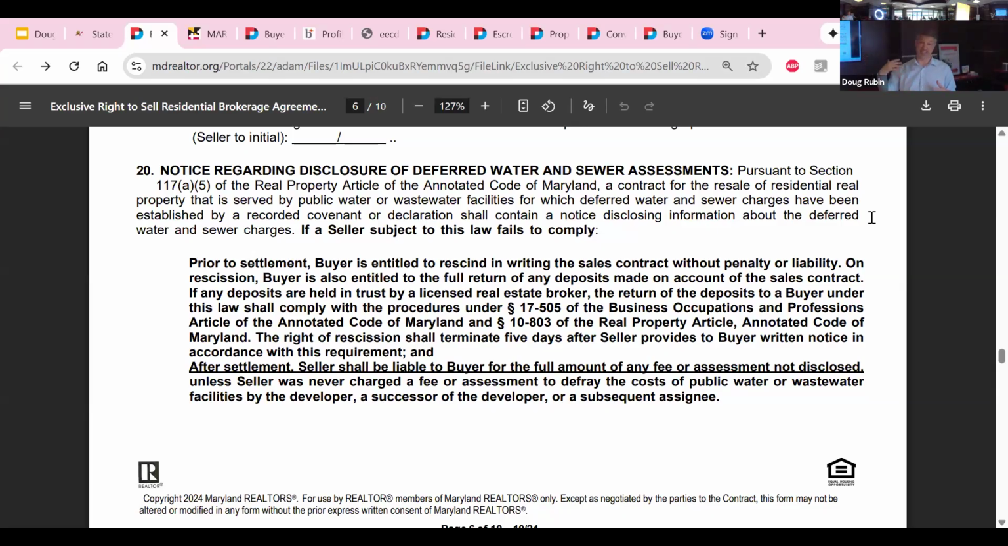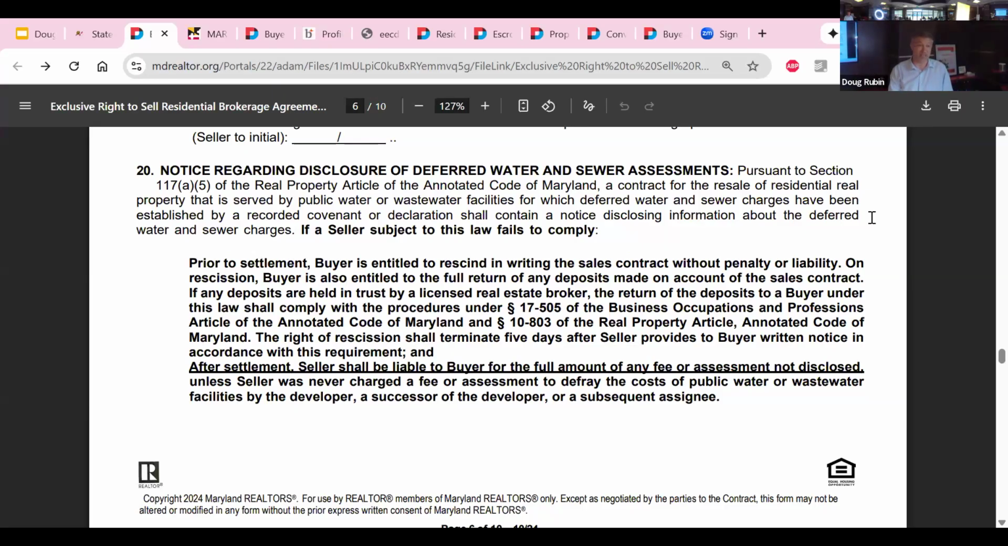This is generally a separate bill that the seller is going to receive. It's not usually lumped into escrow, though maybe it could be. It's really important that we have a conversation with the seller. Do you have this fee? There's a disclosure addendum that we need to provide explaining this fee, who it's paid to, and how many years are left on it. And here's the deal: if the seller doesn't disclose this at the outset and it goes to settlement, the seller shall be liable to the buyer for the full amount of any fee or assessment not disclosed. So this is a big deal.